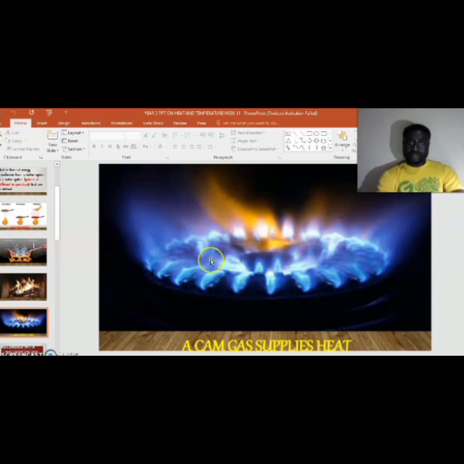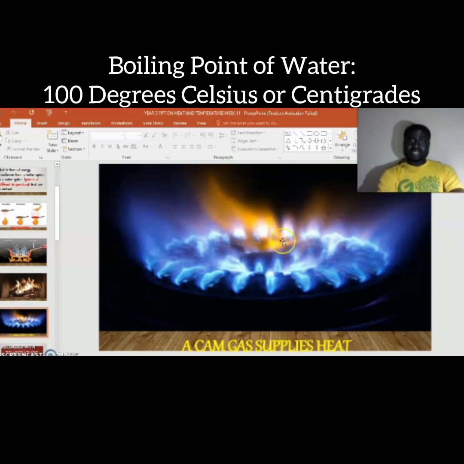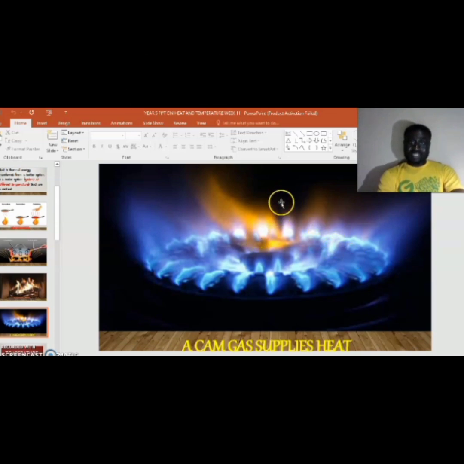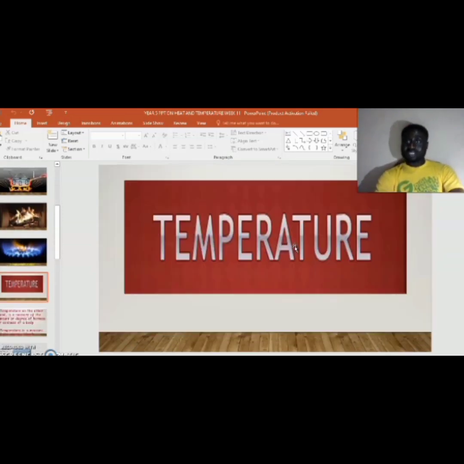Heat from this camp gas will eventually travel around the metal ring at the top of the cylinder through conduction. Then convection is when you have maybe a kettle on it and you're boiling water. The water after some time receives heat and begins to boil at the boiling point of 100 degrees Celsius or centigrade through convection. Then at some point you start feeling the heat across the entire room, and that is transfer of heat through radiation. So these are the three major methods through which heat is transferred.